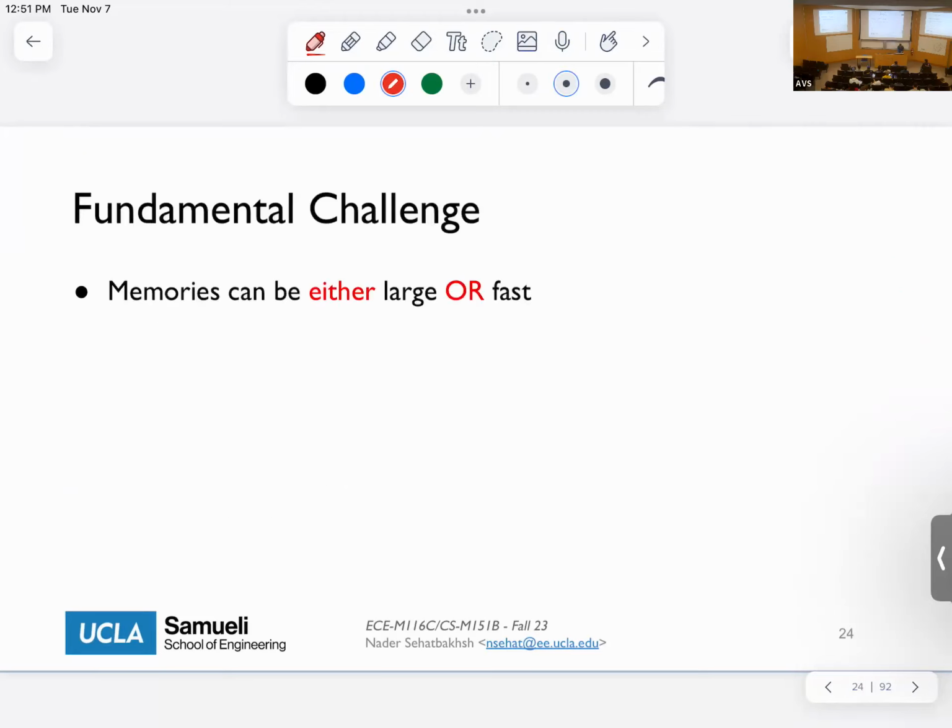So how do we fix this memory wall? The fundamental problem is that our technology dictates that memory can be either large or fast. You cannot have fast and large memory. You can either have fast memories that are very, very small, or you can have very, very large memories that are incredibly slow.